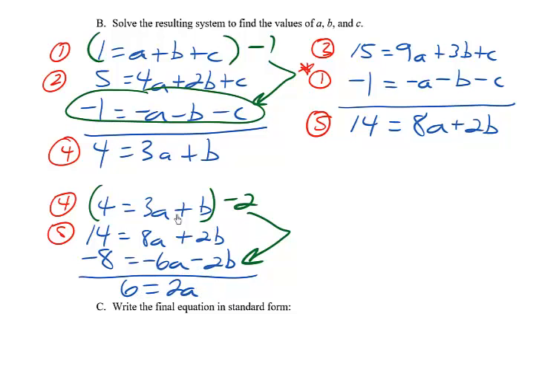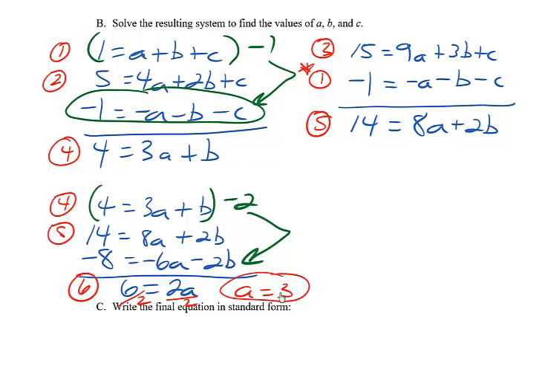The b's drop out. This is our equation 6, the one we always are hoping to end up with, and I can see easily if I divide both sides of this by 2, I come up with a equals 3. Once you have one of your values, the rest of the problem usually goes pretty quickly.